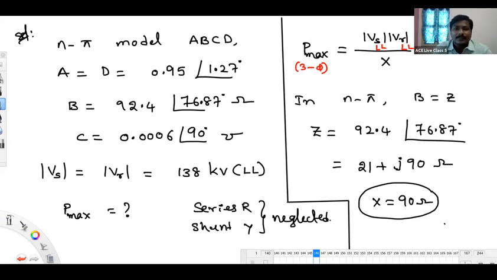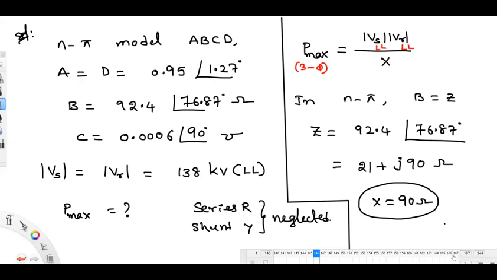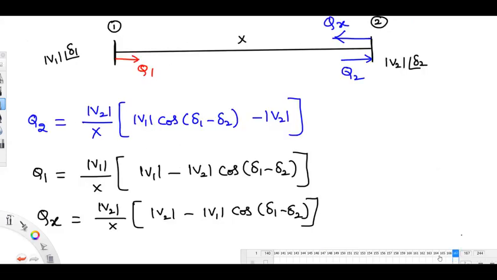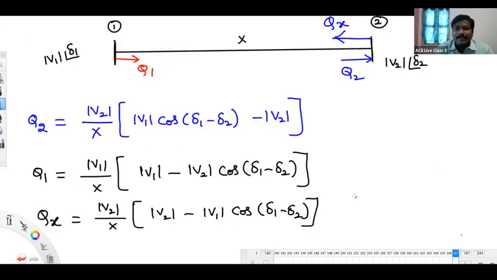Muralidhar. Hello, Muralidhar, tell me. Yes, sir. In slide 167, the cos term in the Q equation, where we take the cos term, I do not understand. At which bus, which equation do you want to tell me, please?